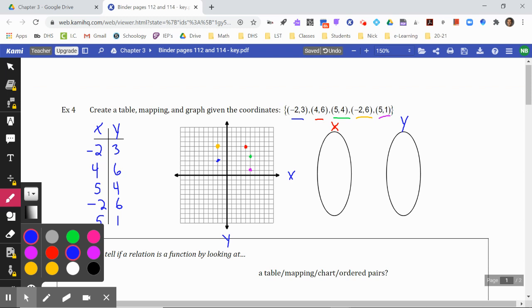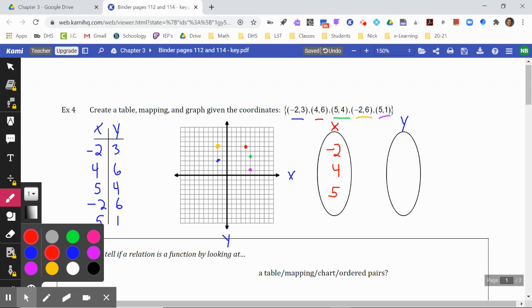All right, and when I list out my values here, I'm going to list them out in order from least to greatest. So I'm going to look at all my x values. I've got -2, 4, 5, -2, and 5 again. All right, but I'm not going to repeat any of these values. I'm just going to list them in order. So my first is going to be -2. My next x value is going to be 4. And then my next x value is going to be 5.